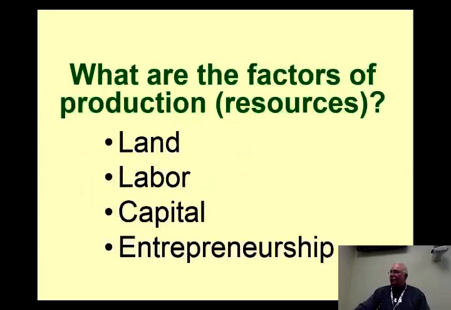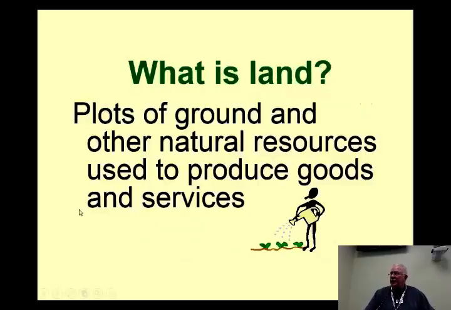Okay, so what are the factors of production? Land, labor, capital, and entrepreneurship. Now again, we're just getting down into definitions here. See, we live in a world of scarce resources. Well, what I'm talking here about is the economic problem. I'm talking about resources. So what is land? How is land defined in economics? Land are plots of ground or other natural resources used to produce goods and services. Land is anything from the earth. It's fresh water, it's arable land, it's timber, it's iron, it's gold, anything from the earth is called a land resource.